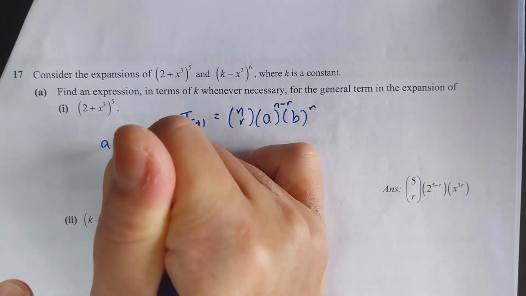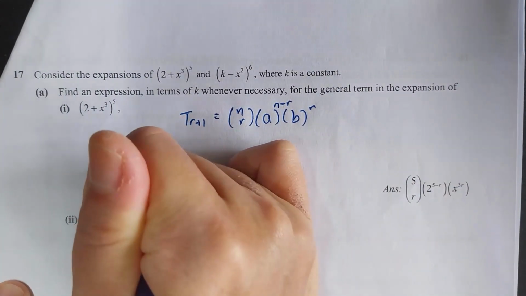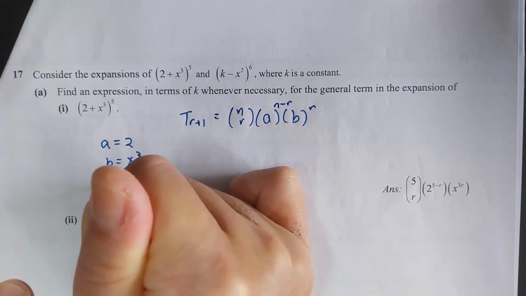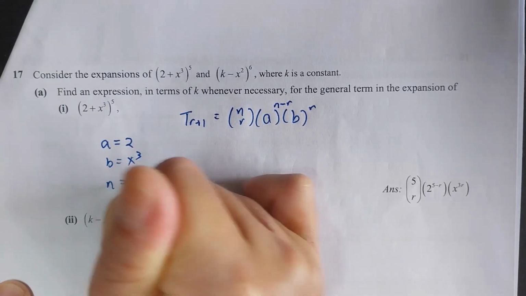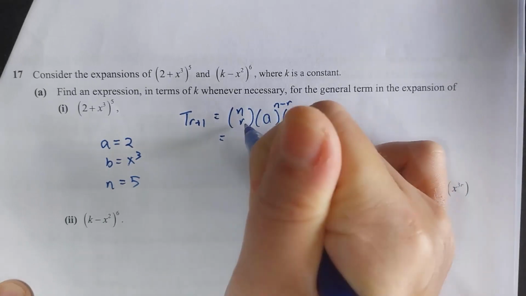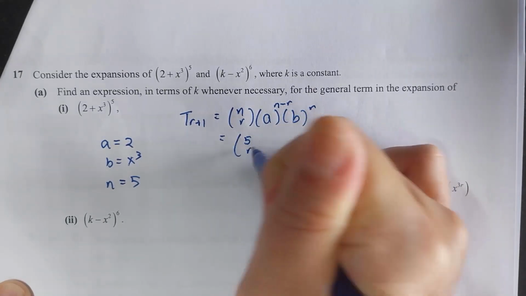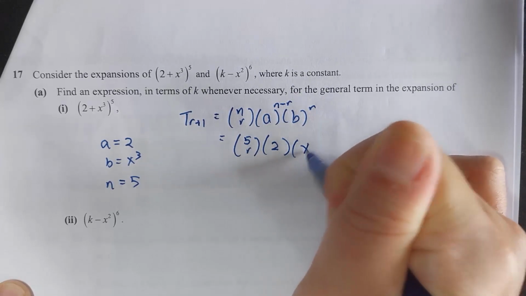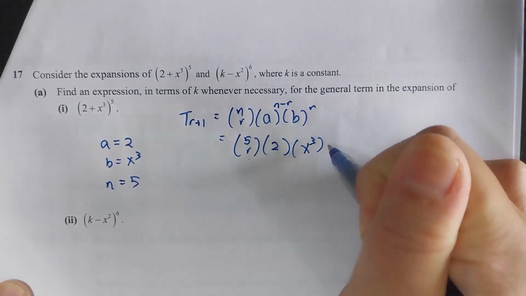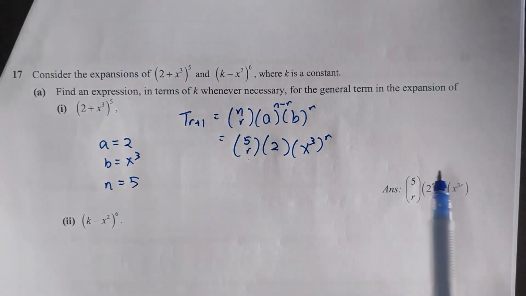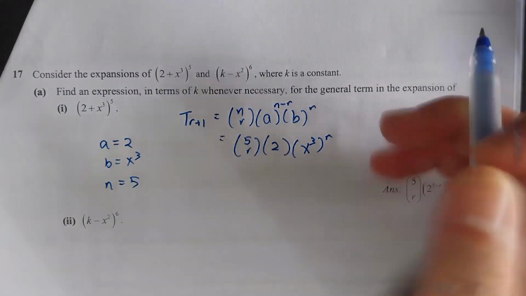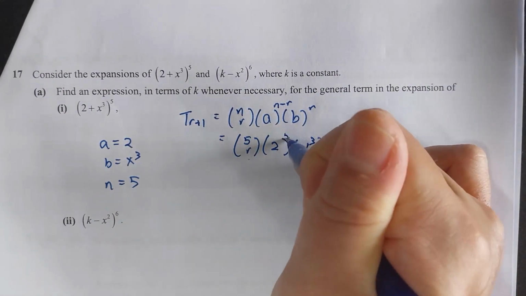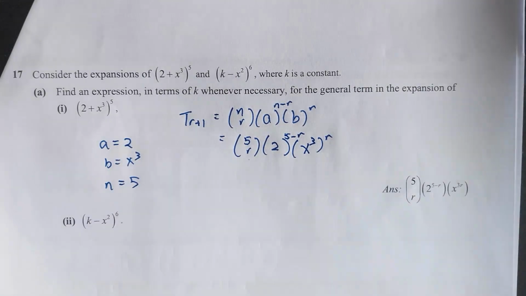As a good habit, once again, write down a is equals to 2, b is equals to x cubed, and the value of n is equals to 5. So in this case, we will have 5 choose r. We have the value of a 2, the value of b is x cubed. So this will be r here, and the power for a will be 5 minus r.